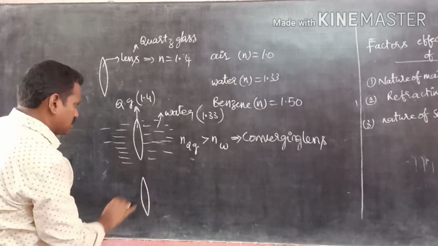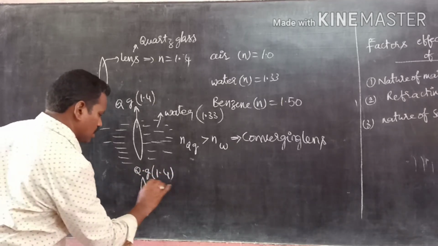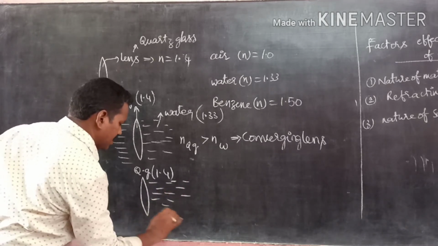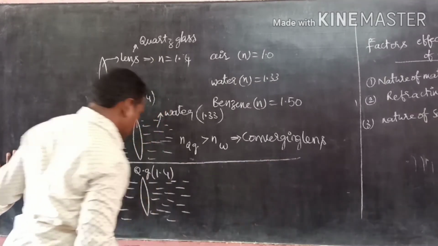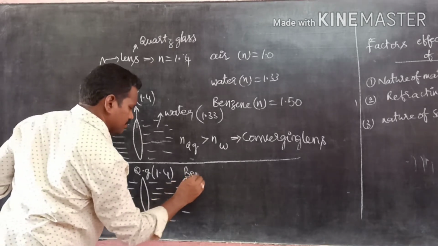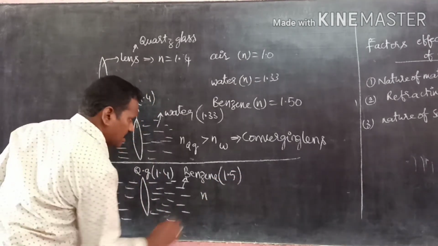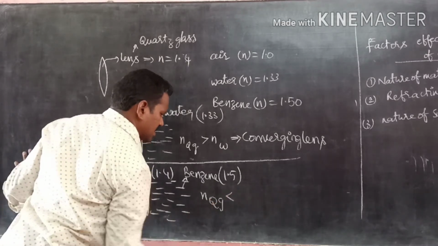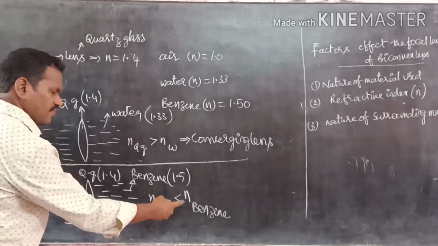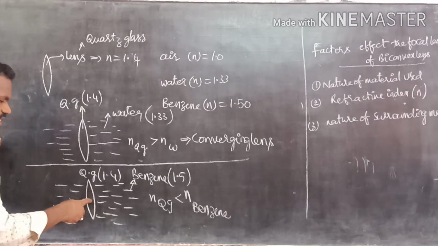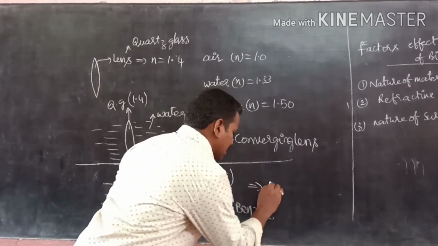Consider the same lens, made up of quartz glass whose refractive index is 1.4. It is immersed in a medium, that medium is benzene. The formula for benzene is C6H6. Now it is immersed in benzene, whose refractive index is 1.5. Now see here, the refractive index of the quartz glass is less than the refractive index of benzene. This means the refractive index of the surrounding medium is greater than the refractive index of the quartz glass, or otherwise the lens. Now this lens behaves as a diverging lens.